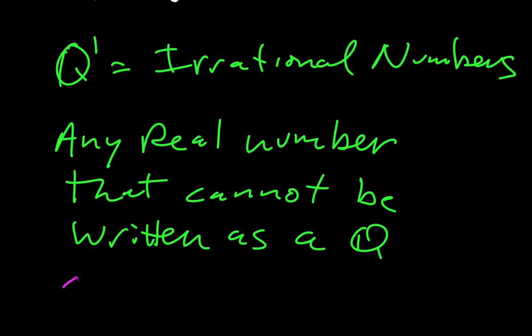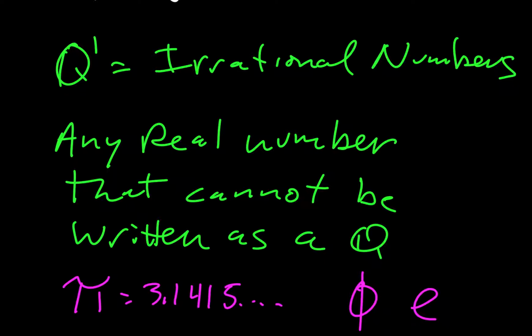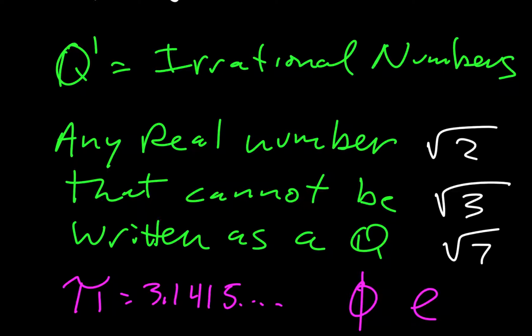Some examples of this, we have pi, right? Because that's 3.1415, doesn't follow a pattern and goes on forever. We have a number phi that you may have come across in a class. e is another one. So we tend to have these special irrational constants that just show up, but also the square root of any number that's not a perfect square. So all of those will give us an irrational number as well.